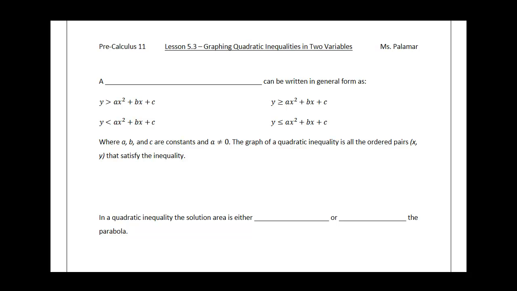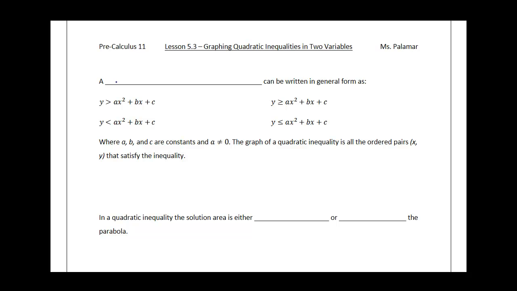So we're going to graph quadratic inequalities, but since it's in two variables, we're going to use what we learned in the linear part, such as the dotted line and the solid line, to graph our parabolas. We'll go through the information that we need to know and then dive into some examples to apply it.